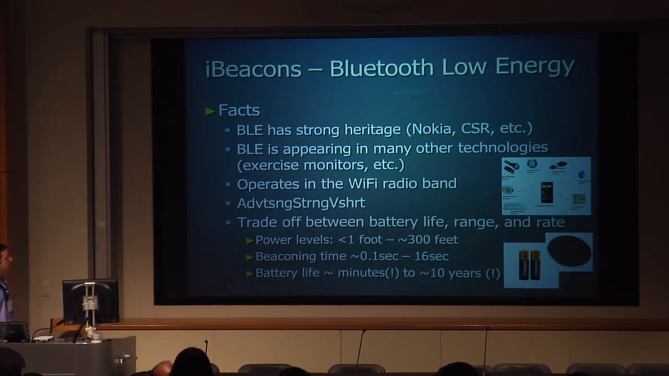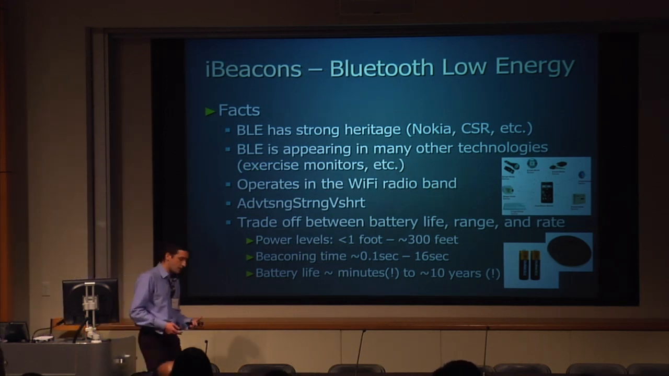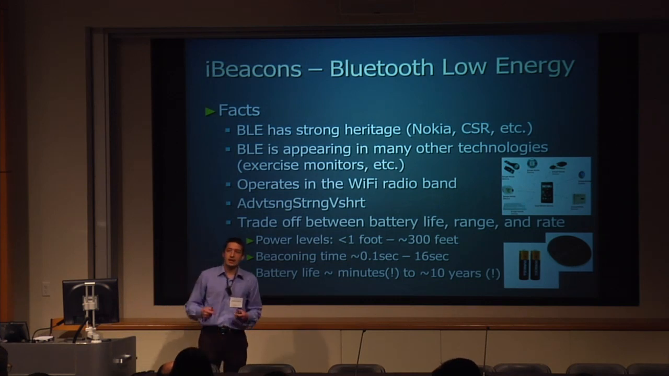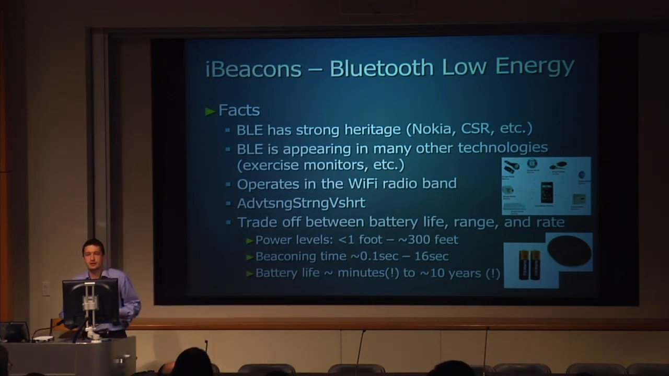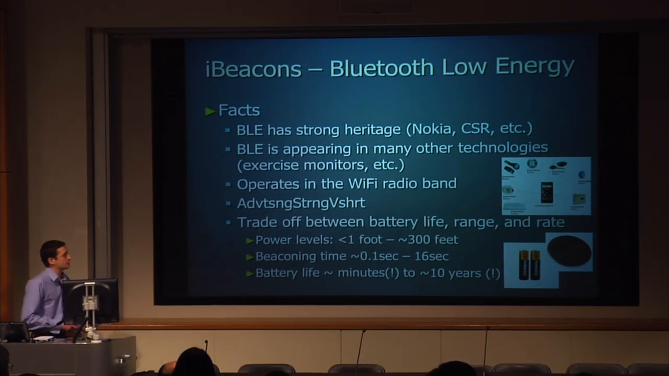So I've already mentioned BLE is not an Apple invention. It is an extension of Bluetooth, Bluetooth low energy. It operates in the Wi-Fi radio band, so it has the same propagation characteristics as Wi-Fi. So in terms of indoor positioning, it has the same issues with punching through walls as Wi-Fi does. It has the same problems with penetrating human bodies as Wi-Fi does. So it's going to be similar in terms of its abilities to do indoor positioning as Wi-Fi.